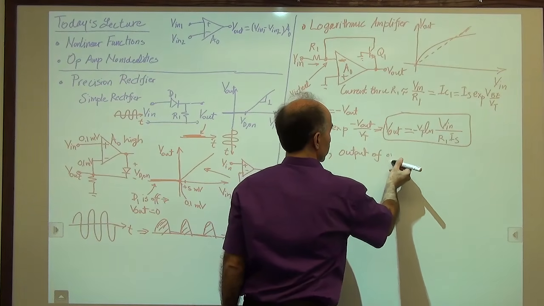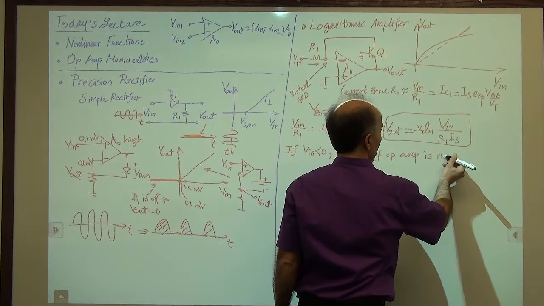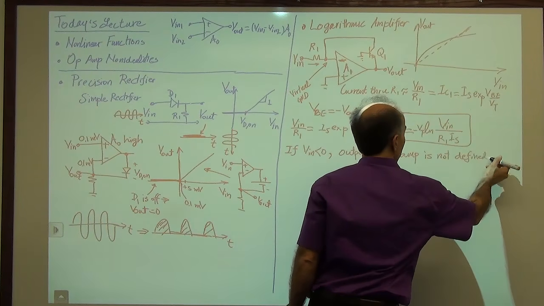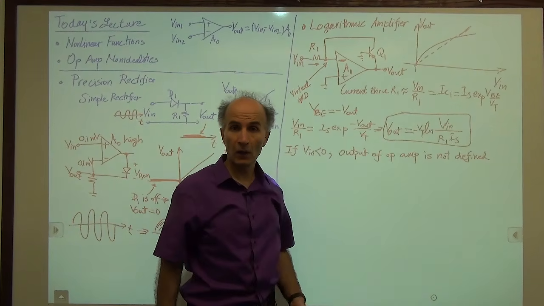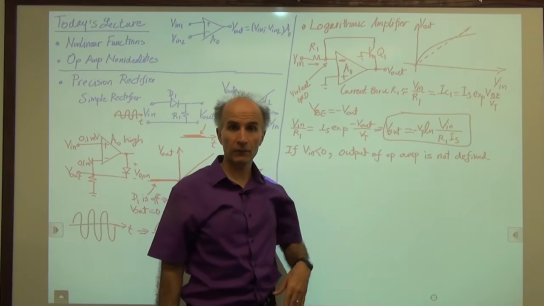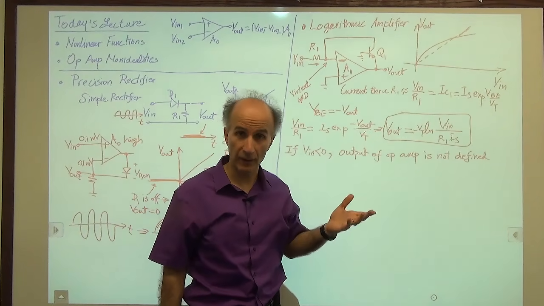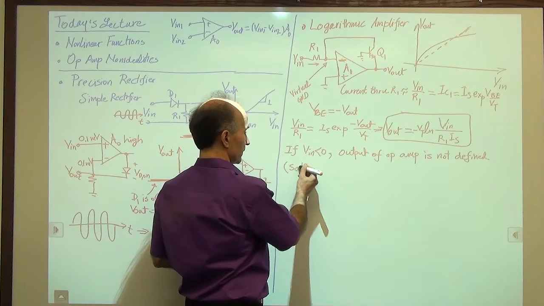So if Vin is less than 0, the output of the op amp is not defined. And by that we really mean that the output of the op amp goes all the way positive or all the way negative to some voltage, usually the supply voltage. So we say the op amp is saturated. So not defined means saturated.